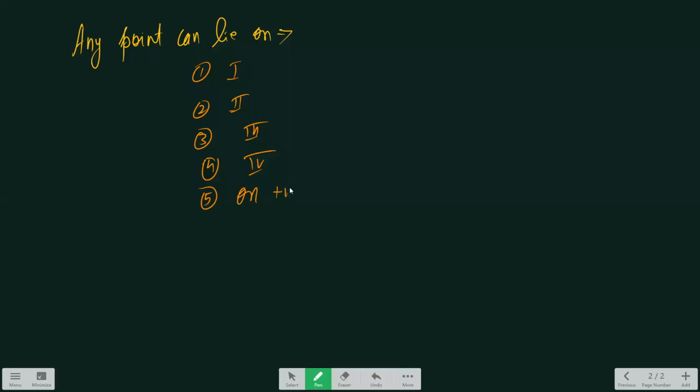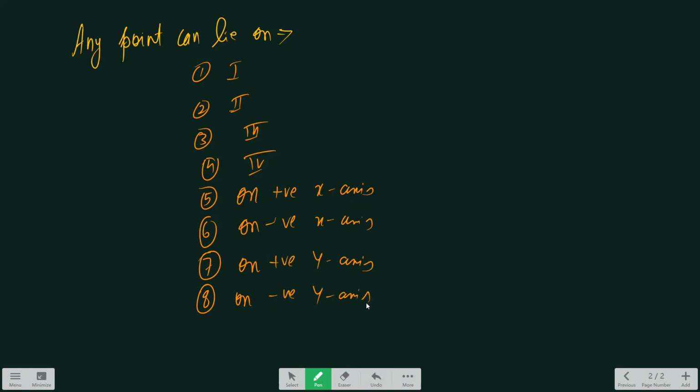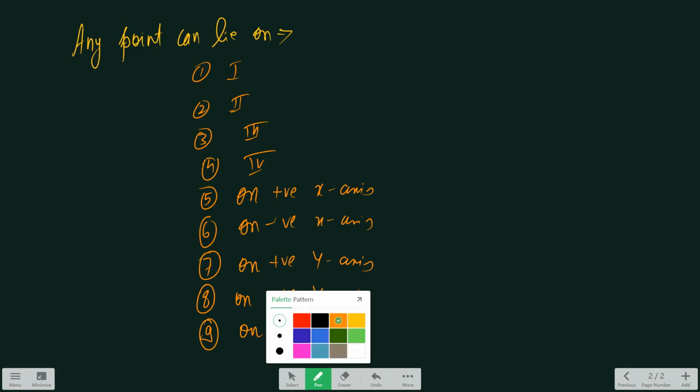Now the fifth one is on the positive x-axis. The sixth one is on the negative x-axis. The seventh one is on the positive y-axis. The eighth one is on the negative y-axis, and the ninth one is on the origin. ठीक है. A point can lie on the origin. अब देखो कैसे आपको समझ में आएगा, है ना?